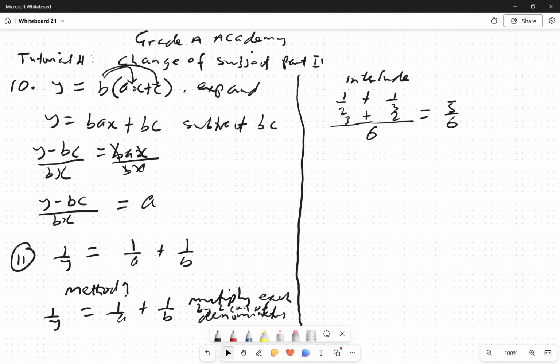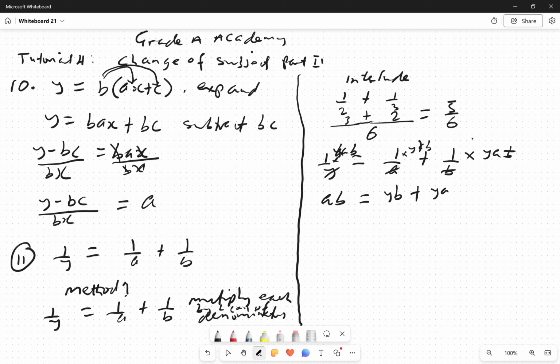So the LCM of the denominators here is going to be yab. So let me write it again and we'll simplify. So 1 over y is equal to 1 over a plus 1 over b. We'll multiply here by yab, multiply here by yab, and multiply here by yab. Now y will cancel y. We're left with ab at the left hand side. And then here a will cancel a, and we're left with yb, plus b will cancel b, and we're left with ya.